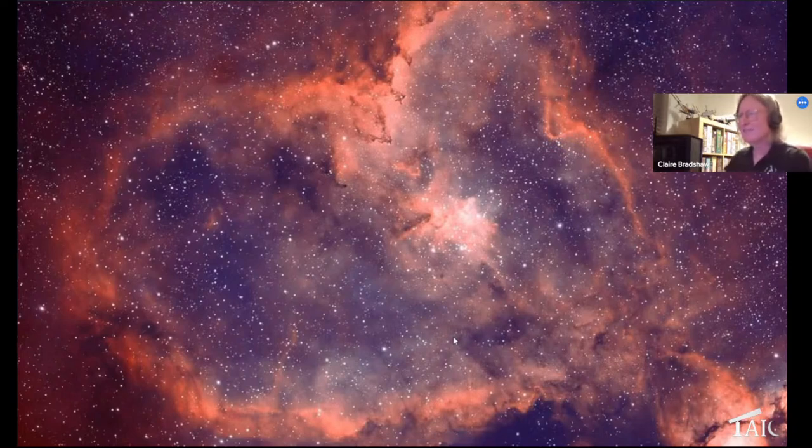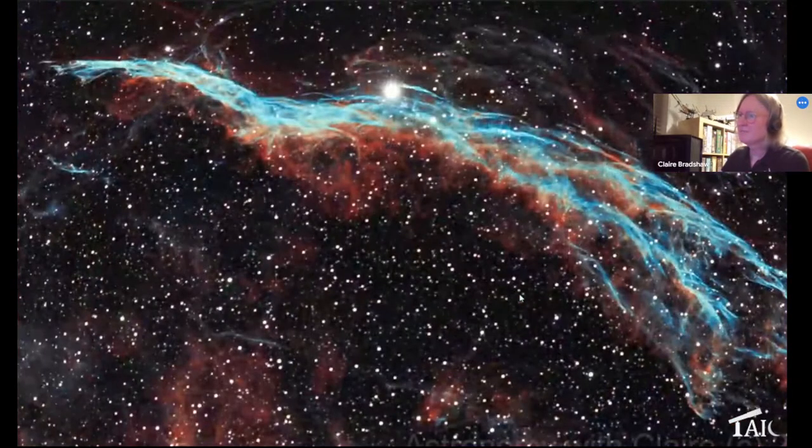Every time I do these presentations, I ask, what are we looking at here? And most of them guess correctly that it's the Heart Nebula because of its distinctive heart shape. Again, a rich area where new stars are forming and being born, and essentially the gaps in it are where the hydrogen has been used up to form these new stars, and it's glowing brightly because of these brand new baby stars in the middle.